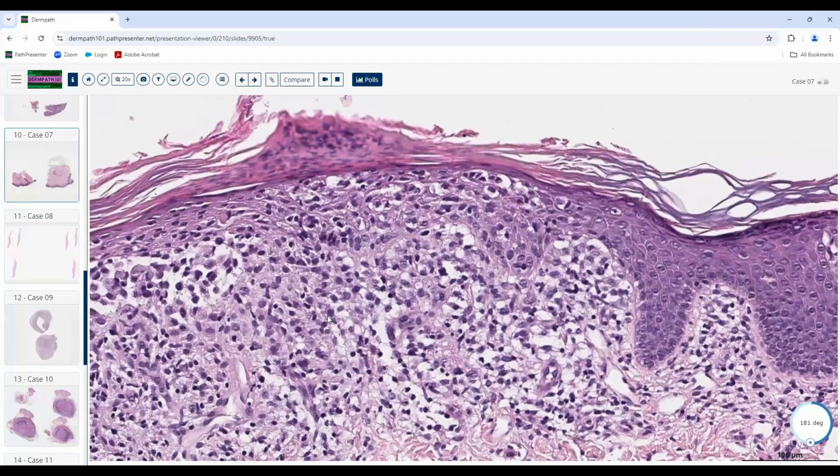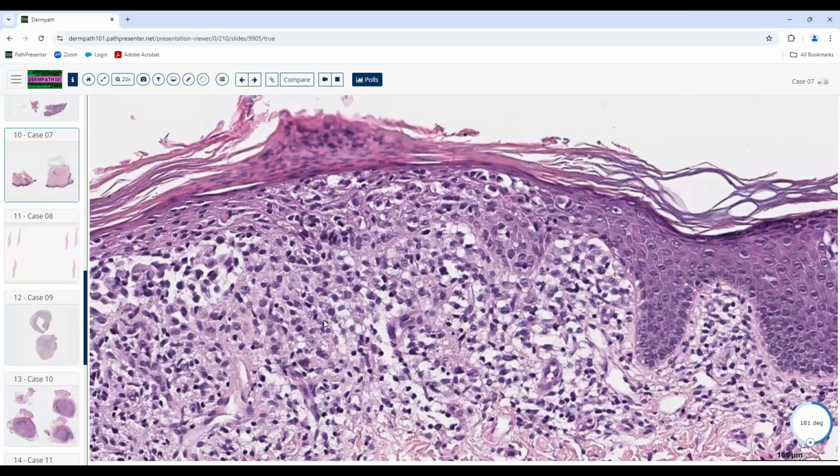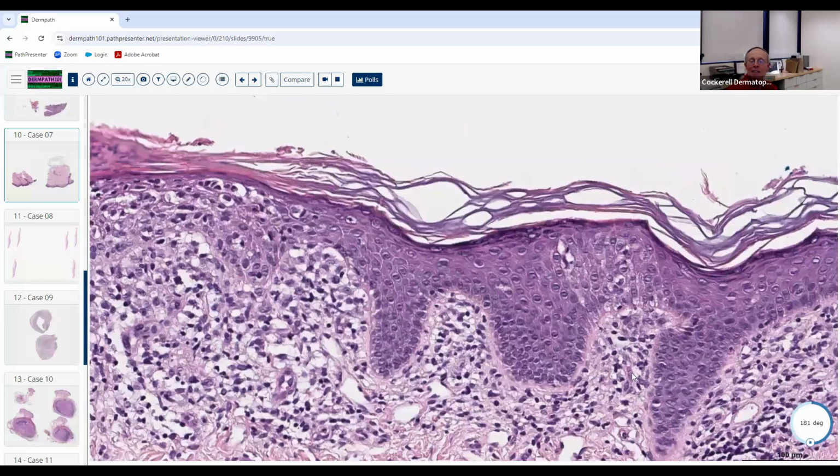Could it be MF? It could be, but these are virtually all Langerhans cells. So what's this? Langerhans cell histiocytosis, one of the Langerhans cell proliferative disorders. Exactly. That's what this is.